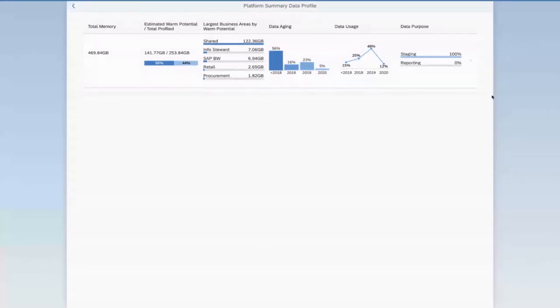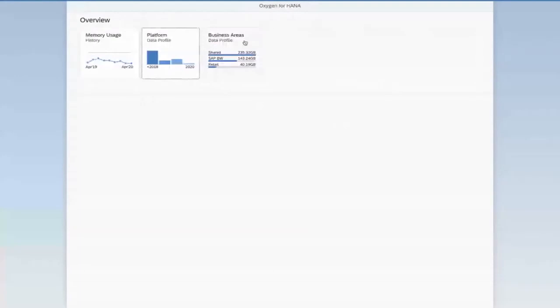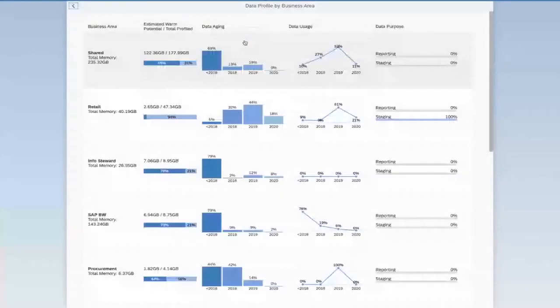Now, keep in mind, as I mentioned, all these things will come back when we look at the next level. So we were looking at the platform. If I go one back and go into the business areas, we will be presented with the exact same information again. We see the total memory by business area. We see the estimated warm potential as part of the total data that we were able to profile, the data aging, as well as the data usage.